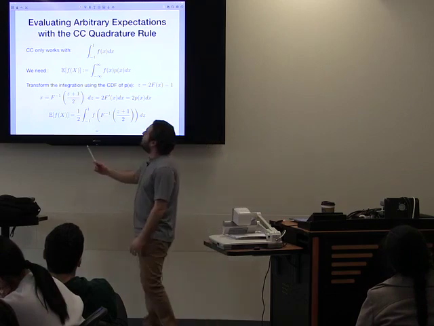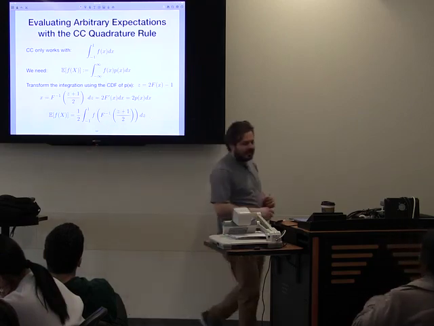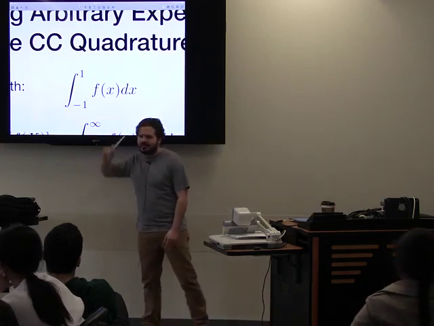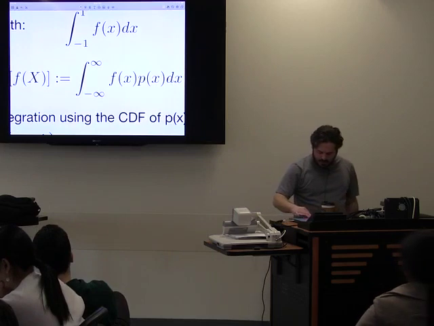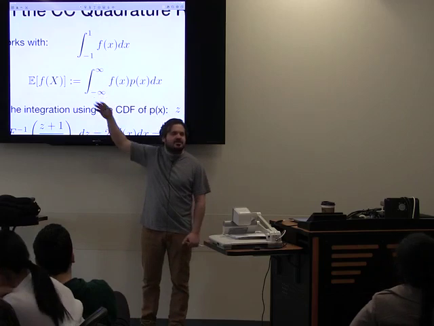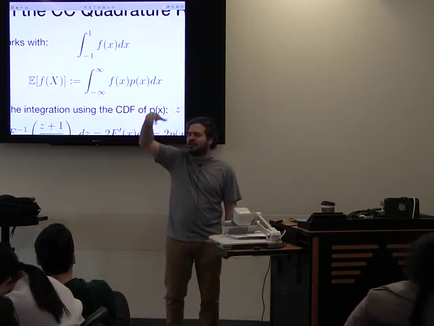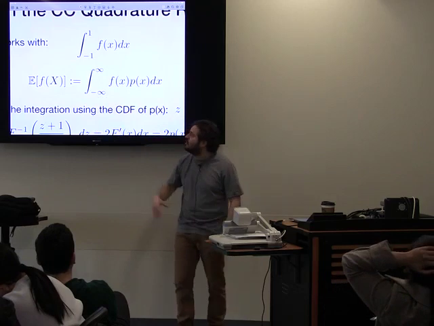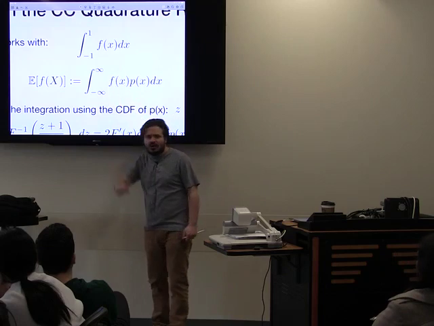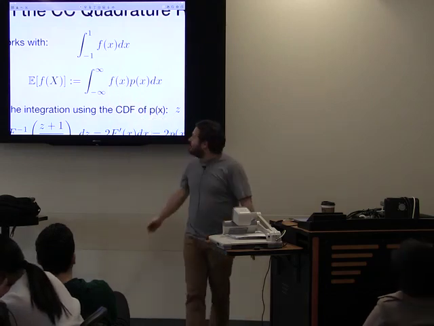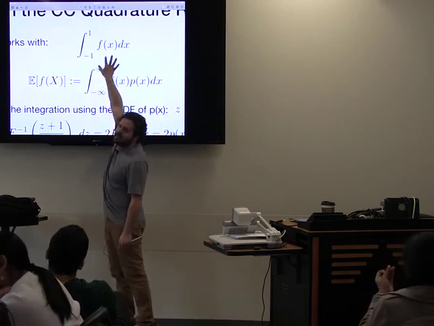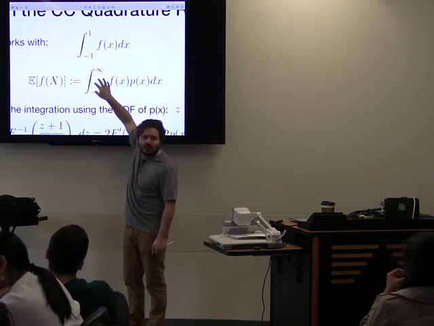All right. So the CC rule only works with polynomials with integrals that look like that. Okay. So minus 1 to 1 f of x dx. But what we really want to be doing are expectations that look like that. So you have an x with a probability density p of x, or with finite or infinite support, and you want to do an integral like that. Okay, or perhaps here you can put your polynomials or whatever. Okay, so how do you go from a quadrature rule that is designed for this integral to a quadrature rule that works for this integral?